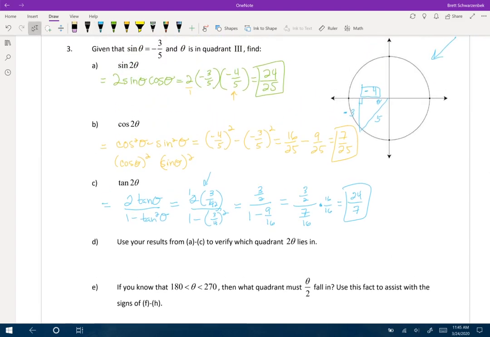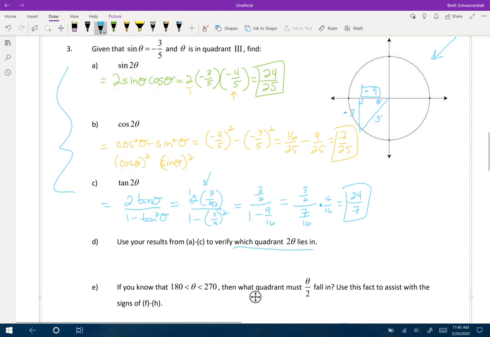Okay, it says D, use your results from A to C to verify what quadrant 2 theta lies in. This is an interesting one. I find that students are often very confused about this whole double angle thing when it comes to where it lies. So just to be clear, right now we have an angle theta that has been rotated into quadrant 3. So here's your theta over here. It's been rotated into quadrant 3.